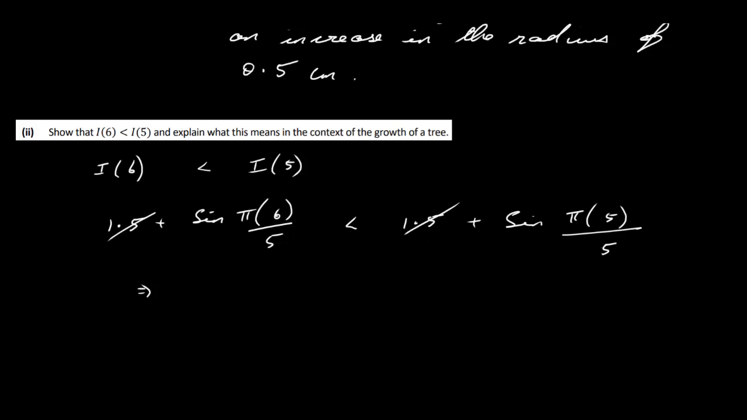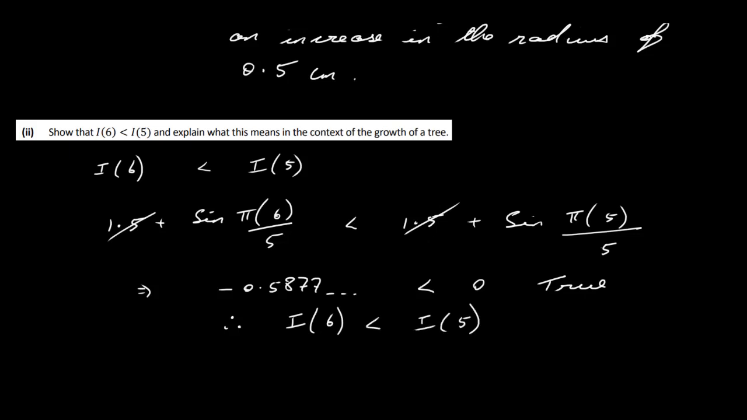So if you work out the left hand side here, you get minus 0.5877, goes on for a while. On the right hand side, well, that's just the sine of pi, and the sine of pi is just going to be 0. So this is true. This is true, okay? Therefore, I6 is going to be less than I5.